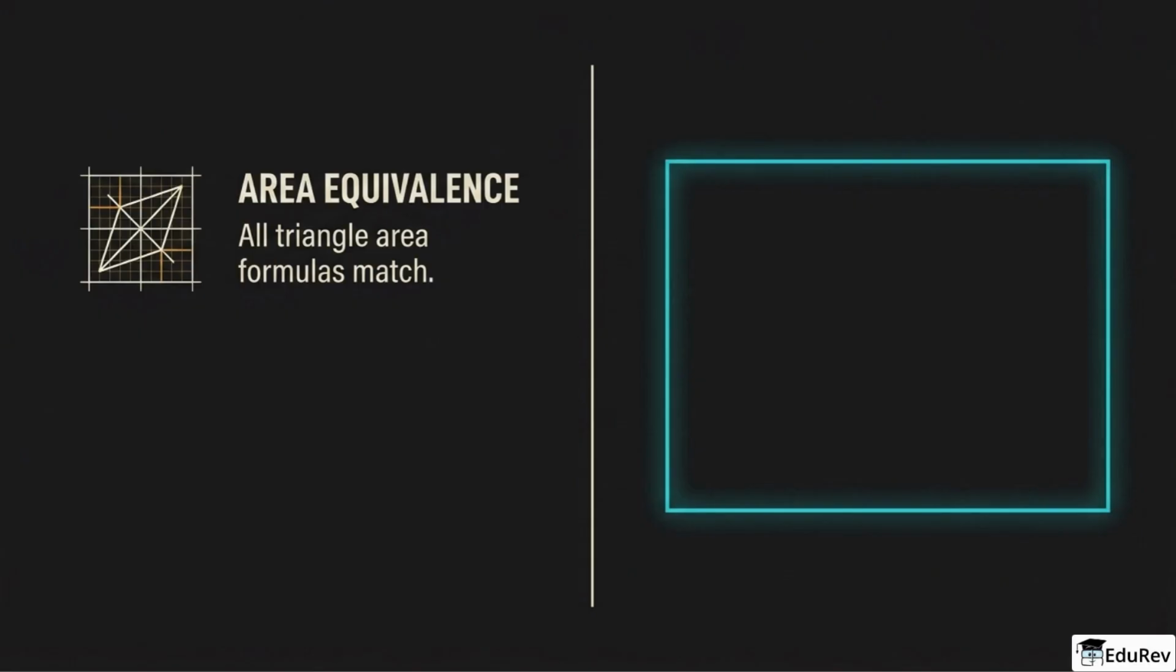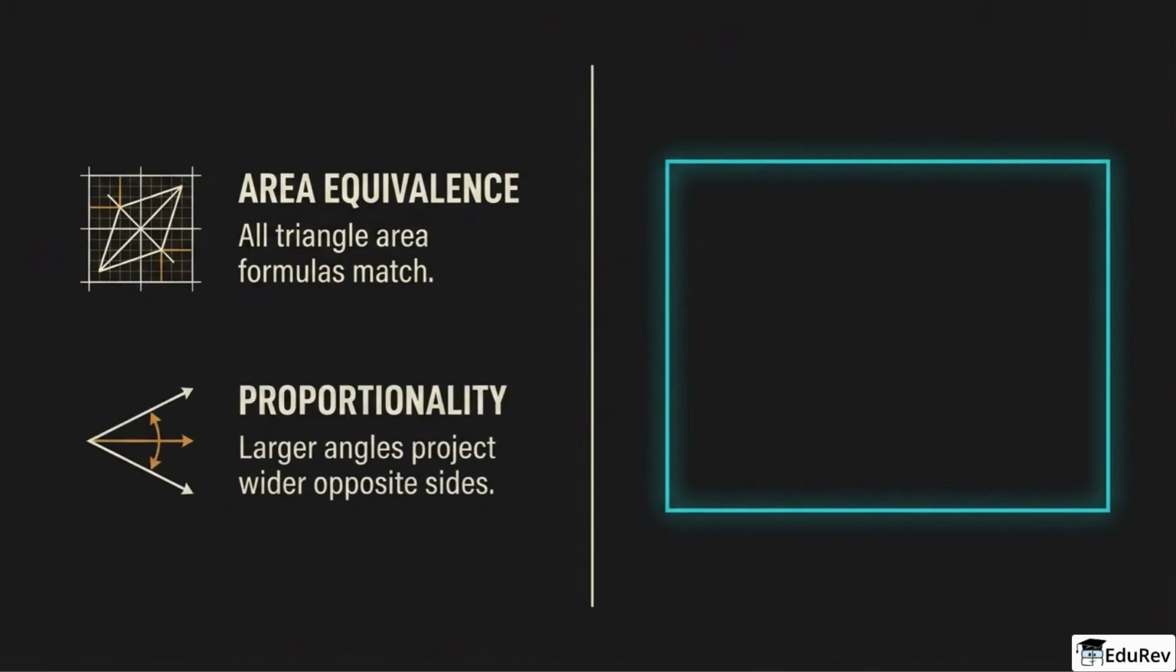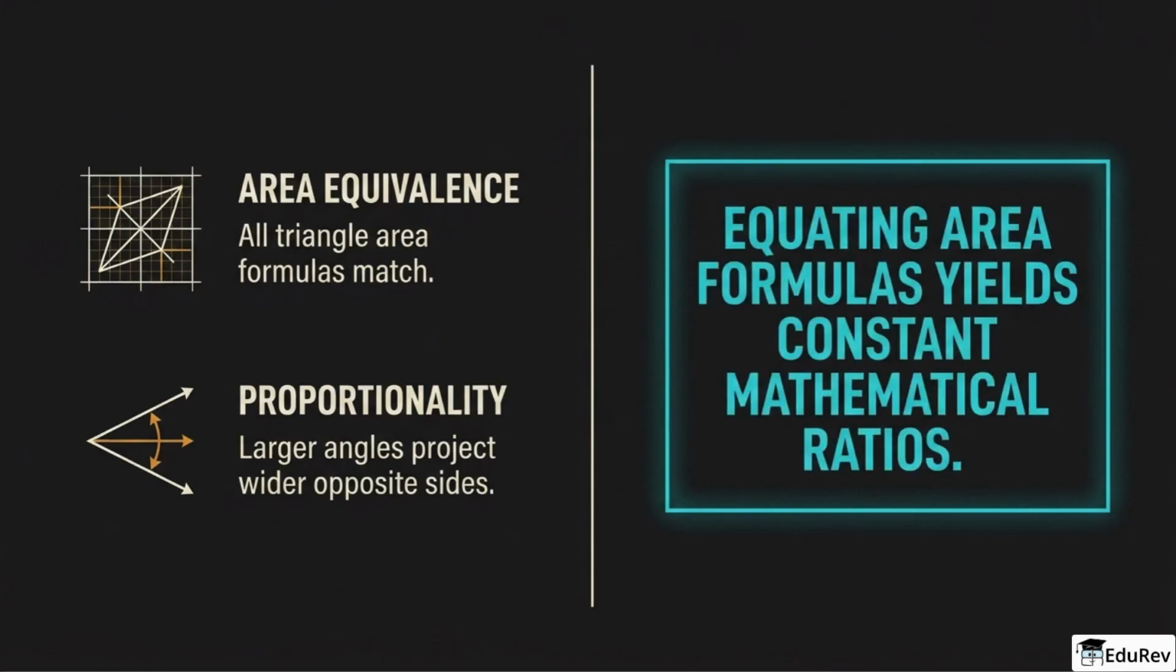This formula works because triangle areas and side lengths create consistent ratios, so the geometry never loses its balance. Larger angles naturally face wider opposite sides, which is why proportionality appears so cleanly here. The deeper idea is that equating area expressions leads to stable mathematical ratios, and that gives the law of sines its power. In other words, this is not just a formula to memorize, it is a structural relationship to recognize.